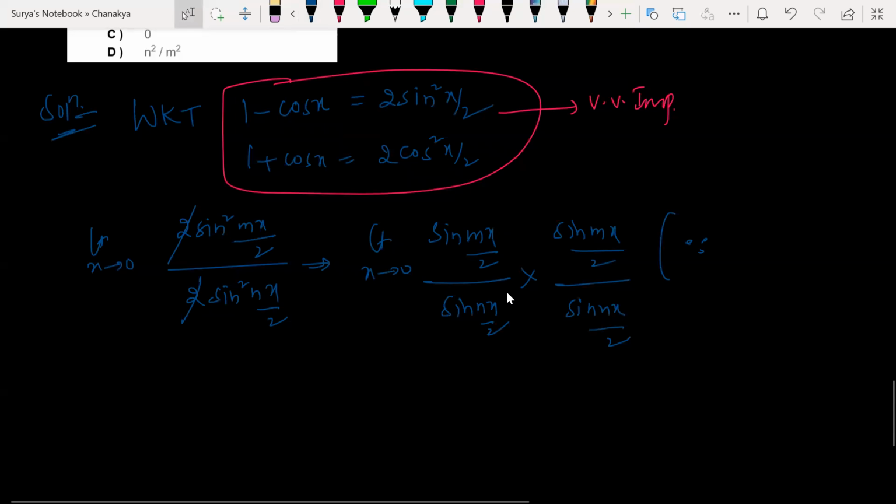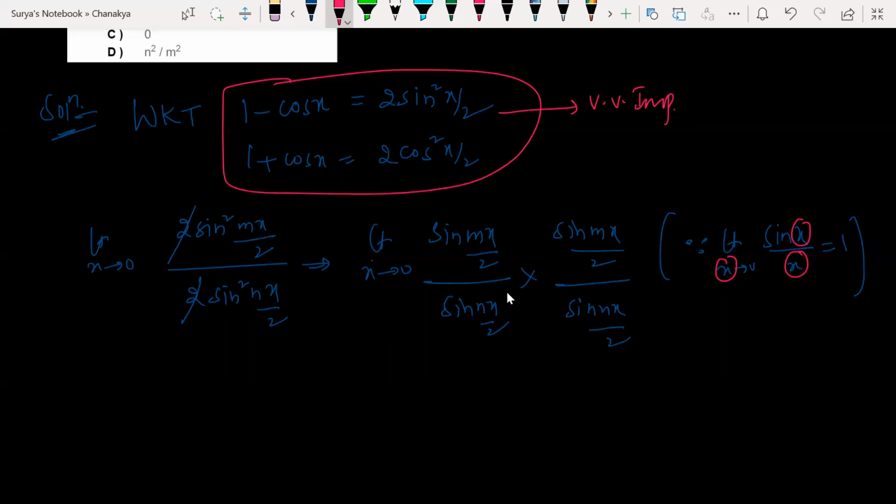We know one formula. What is that? Limit x tending to 0 sin x by x is equal to 1. I know that. Here everywhere it should be the same function. Look at this here. I don't have the same here. Now how can I just convert it to standard form? Look at this now. Carefully look here, everyone.